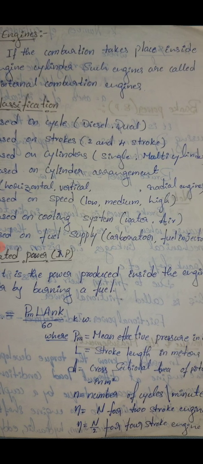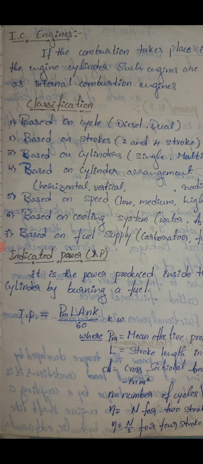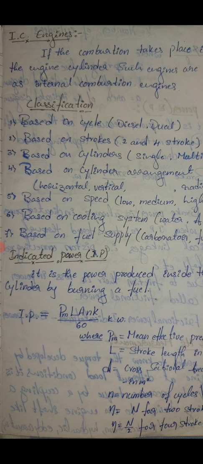Next we have based on the fuel supply. So we have carburetor and fuel injector. If the fuel is mixed in the carburetor and it is supplied to the engine, then we have a carburetor type engine, and then we have the fuel injector. Of course, all diesel engines use fuel injection. So this is about the classification of IC engines.